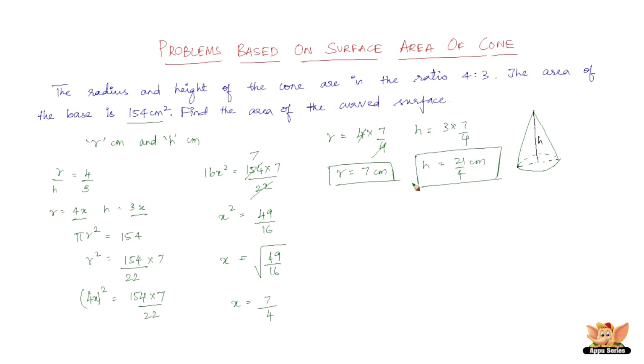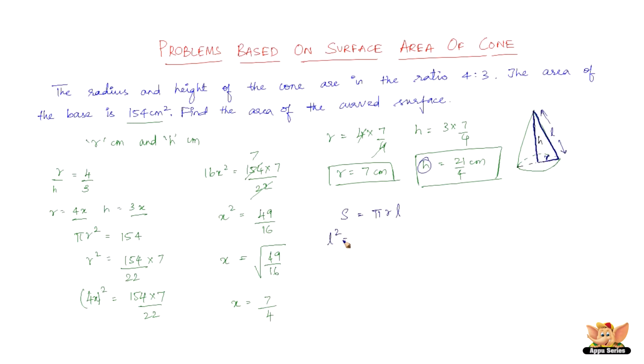So we found r and h, but what are they asking? They're asking the area of the curved surface. The area of the curved surface is given by pi r L, not h. So we found h, this one, but we need to find L. Now what do we do for that? Now we know that this is a right angle triangle. So we know h, we know r, we just need to find L. So let us use the Pythagorean theorem and find out the value of L.